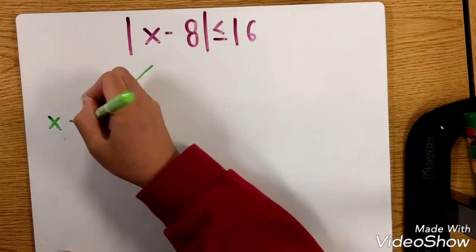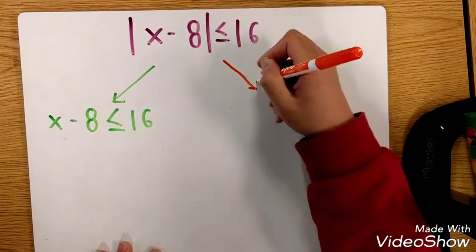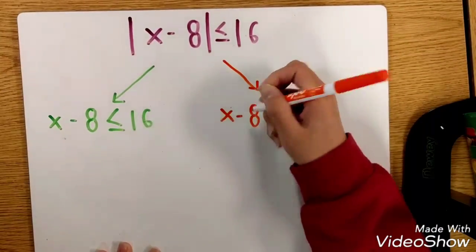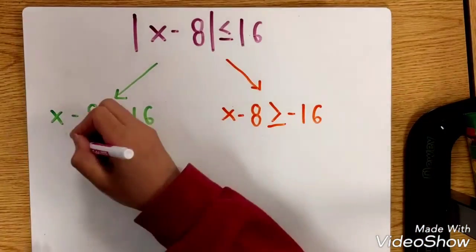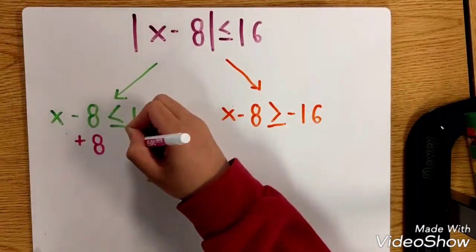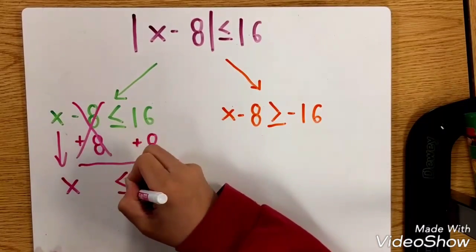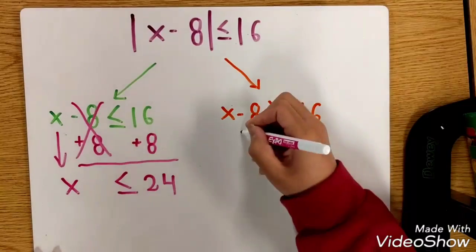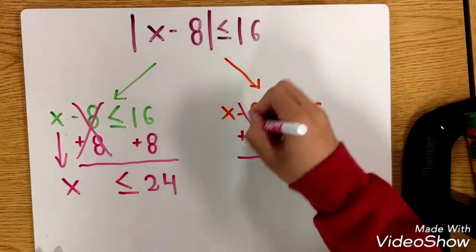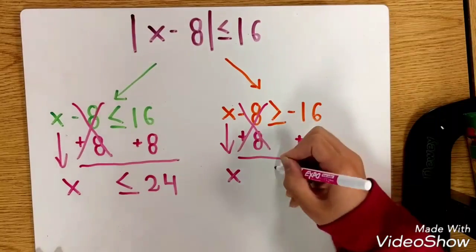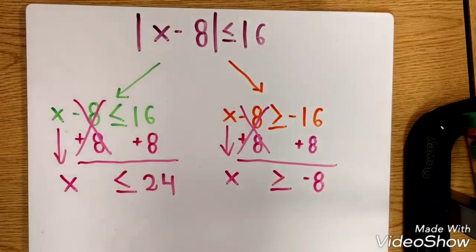Since it's an absolute value, there can be two problems. X minus 8 is less than or equal to 16, and x minus 8 is greater than or equal to negative 16. Solve each inequality separately and add 8 to both sides. The 8's cancel out, and x is less than or equal to 24. Add 8 to both sides again. The 8's cancel out, and x is greater than or equal to negative 8.